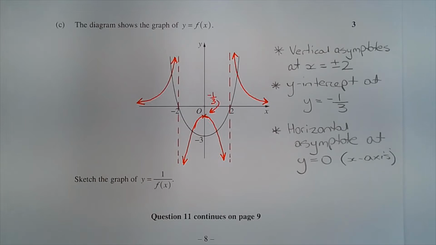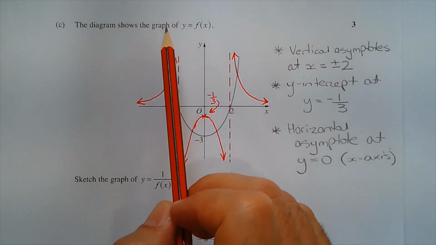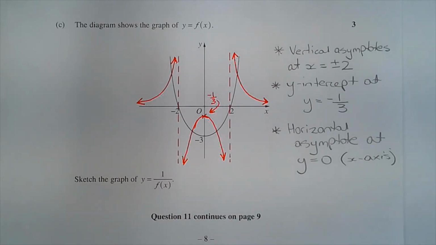The last point to note is the location of the horizontal asymptote. Now, considering the graph of the original function, as x approaches infinity or -infinity, the y value, or f of x, approaches infinity. Hence, as the y value gets larger, the reciprocal of that gets smaller. So as x gets larger, approaching infinity or -infinity, y equals 1 over f of x will approach 0. Hence, the horizontal asymptote is y equals 0, which is the x-axis.